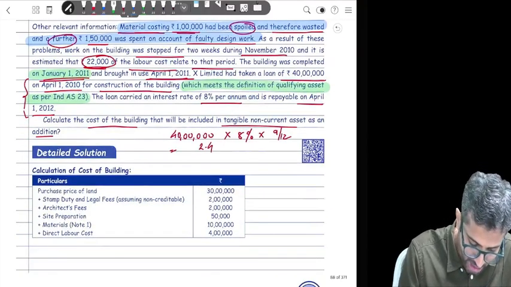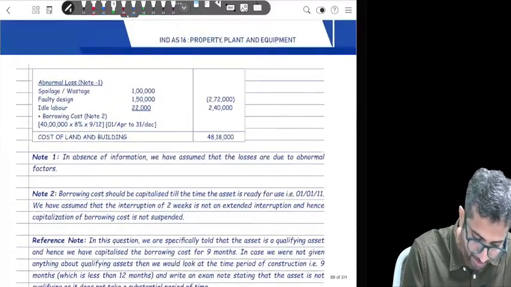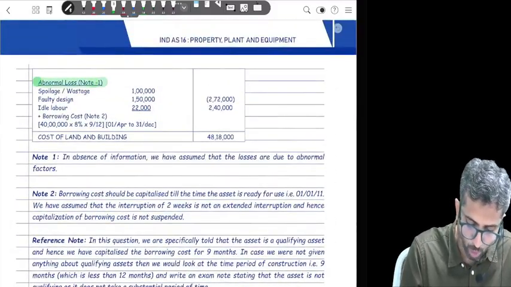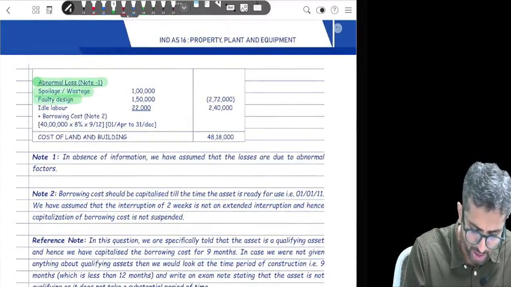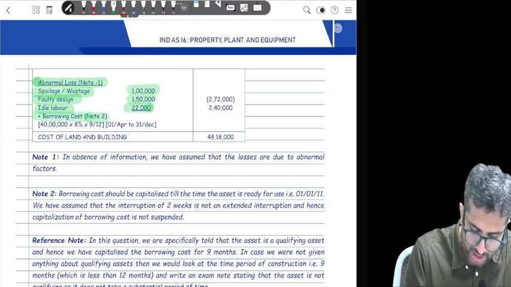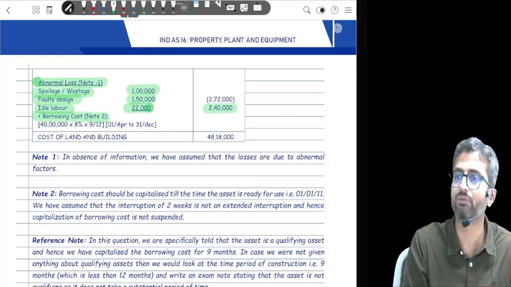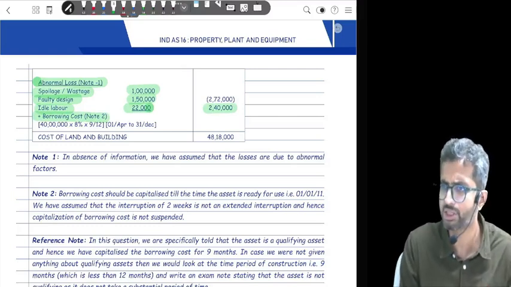So if I go to see over here, we are subtracting. The important adjustments are these. If you want to mark when you are revising, you just have to revise this: what is happening to the spoilage, faulty design, idle labor, and borrowing cost. So these are the things, and 2 lakh 40 for the borrowing cost. Are we clear with this?